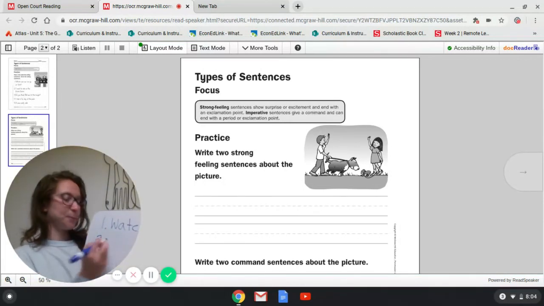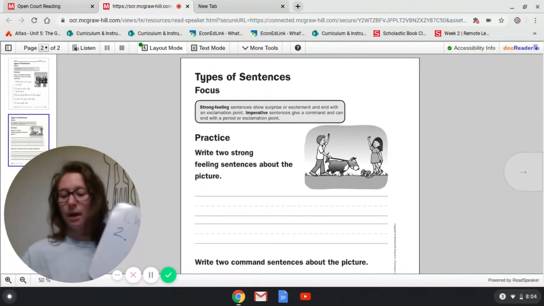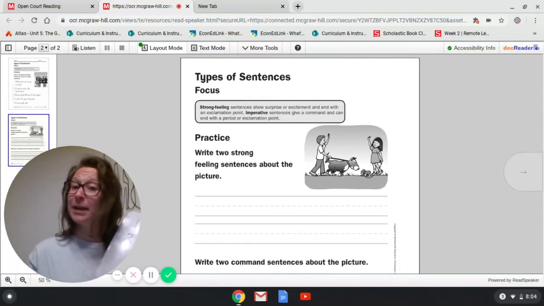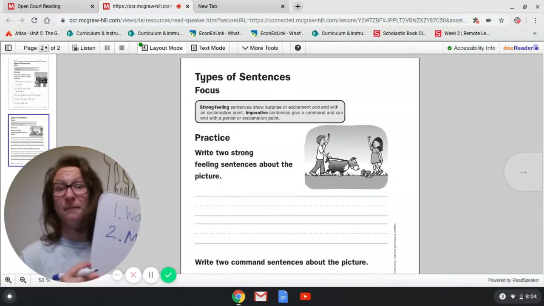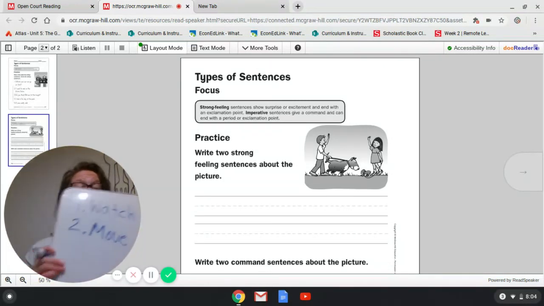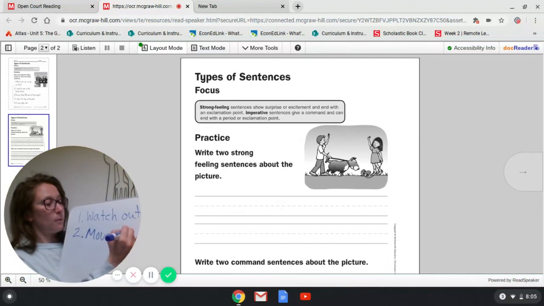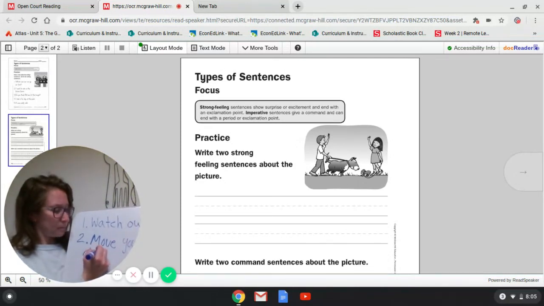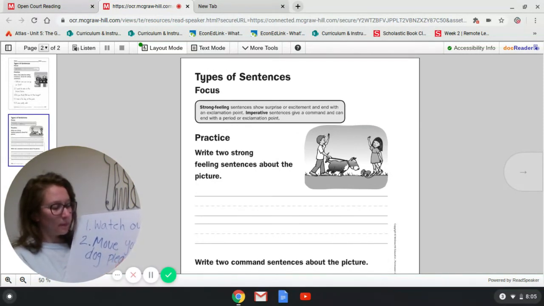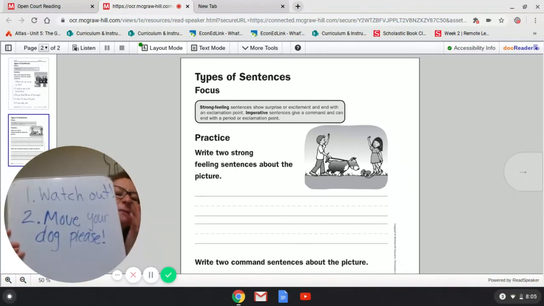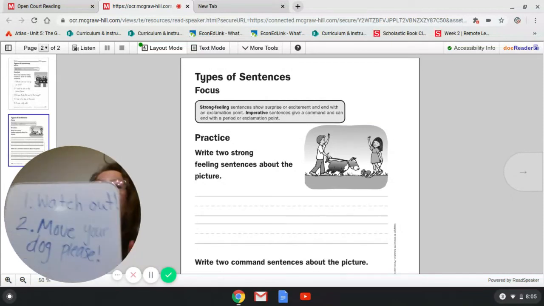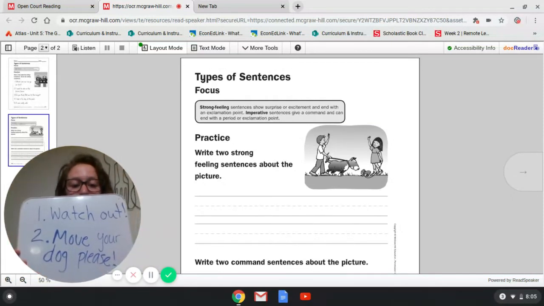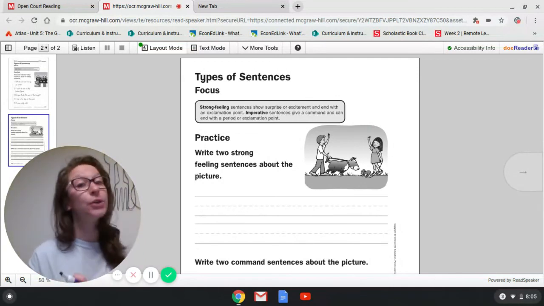The second one, maybe she could be saying, move your dog, please. Because you would not want that big dog in the way of your little dog, because that might not end well. So move your dog, please. Now I added a please at the end because even though it's a command and you want someone to do something, it doesn't mean that you don't add some manners, right? So move your dog, please. Because it's still a command. You still want someone to do something.